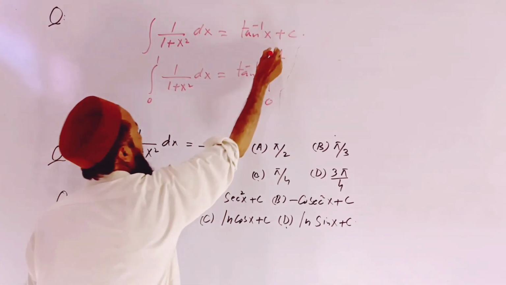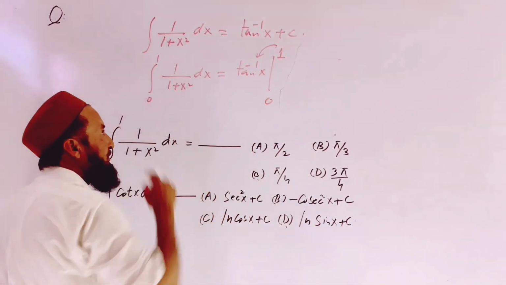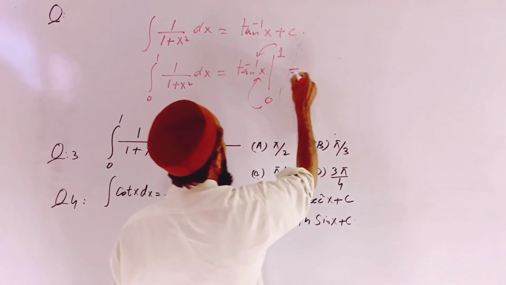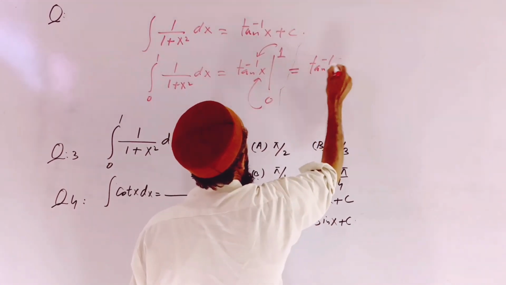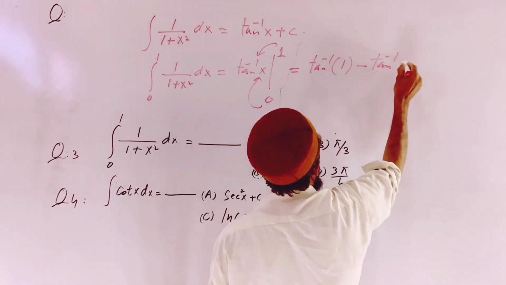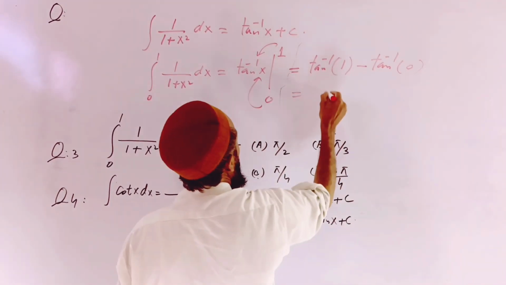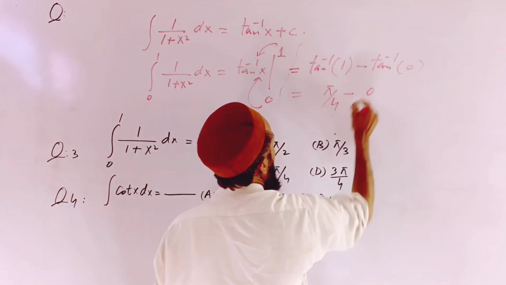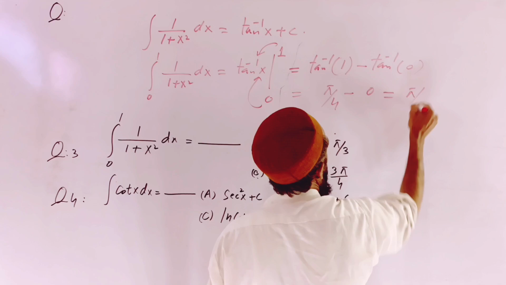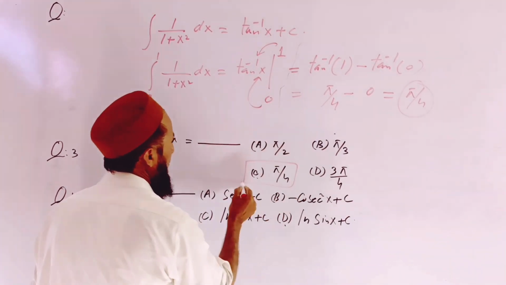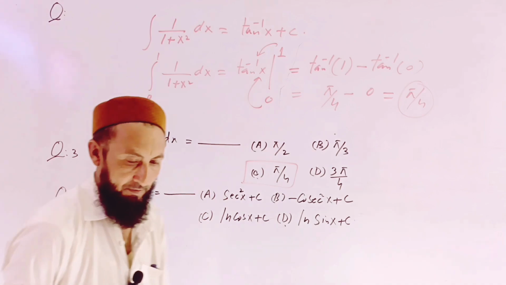First in place of x we put 1, and second we replace it with 0. We can write tangent inverse 1 minus tangent inverse 0. That will be equal to pi by 4 minus 0, because tangent inverse 0 is equal to 0. So we get pi by 4. So the correct option is C.